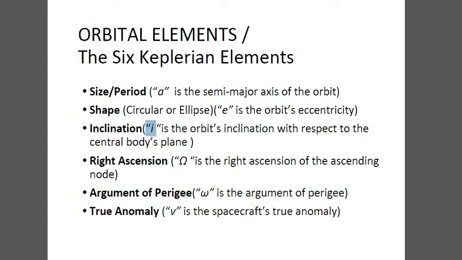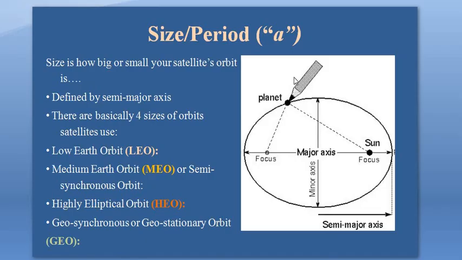Before we end this class, I'll give just the very first Keplerian element, that is size or the period of the orbit. So this is your first element of the 6 Keplerian elements. Size is how big or small your satellite's orbit is. It is not the size of your satellite or something; here you are finding the size of your particular orbit. So the satellite takes which orbit, the larger orbit or the smaller orbit.